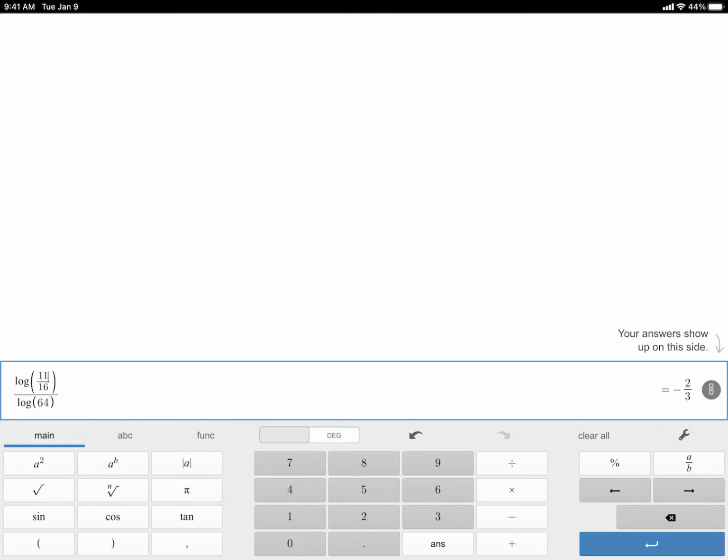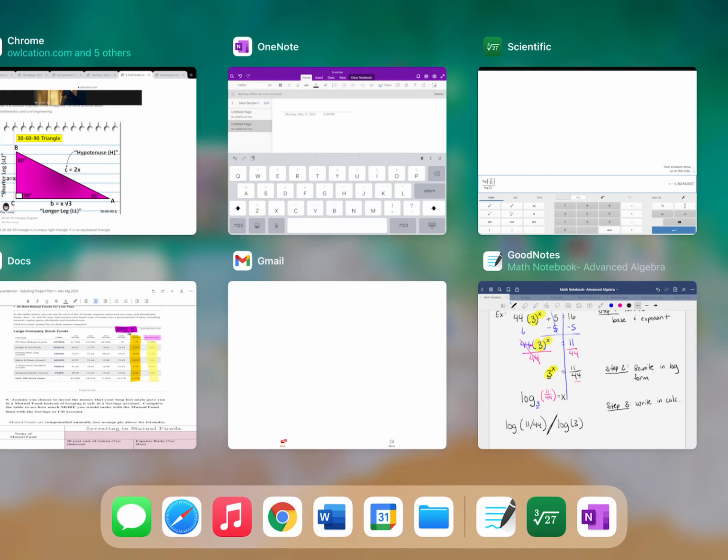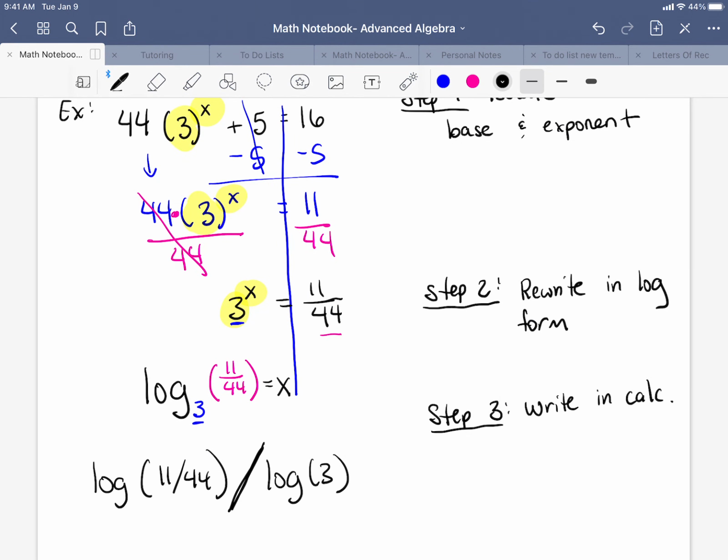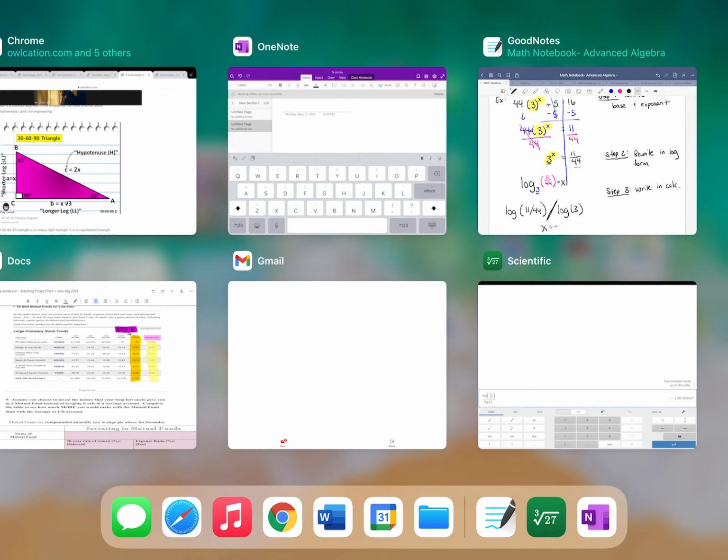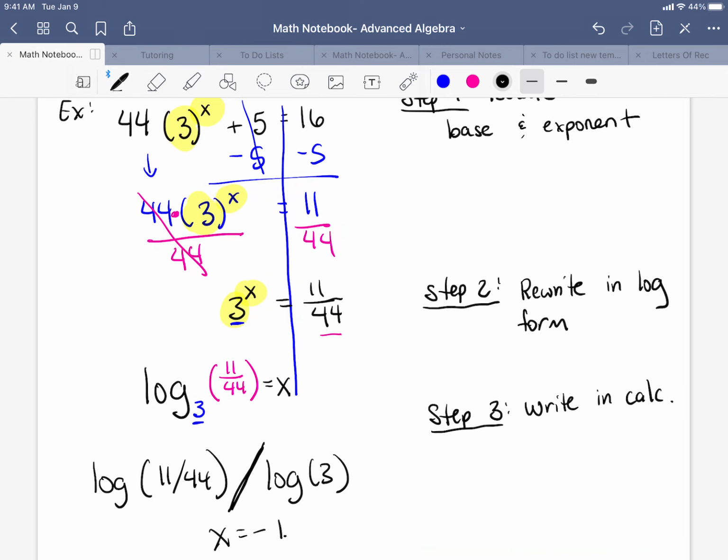So log 11 over 44, this is why I love Desmos. I can just delete that. And the answer is negative 1.261859, and so on. And I would just put that in. So it would be x equals negative 1.26. And that's my answer.